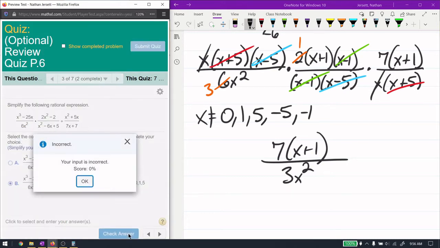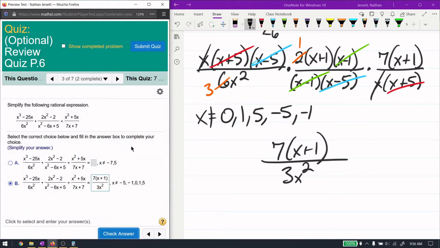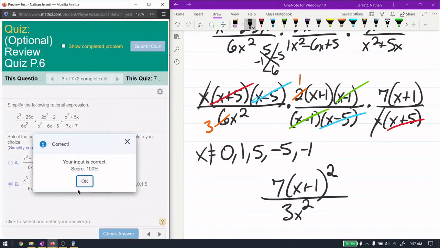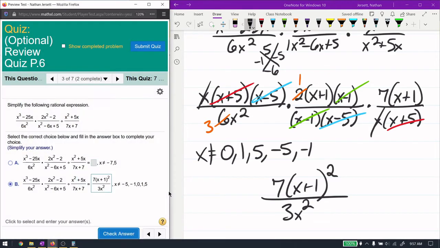So that's what we have, and it is incorrect. Let me see if I made a mistake here. I made one simple mistake, and I missed the x plus 2 here. There's an x plus 1 here and an x plus 1 here. All that changes is that there's two x plus 1s in the top. And I put a squared there, and that gives me the correct answer. So that's all I did, I just missed the fact that there's two of them there. And the rest of it is correct, though.